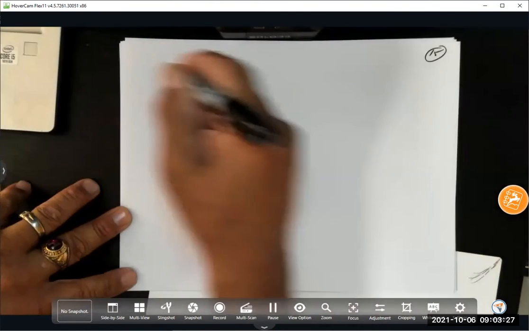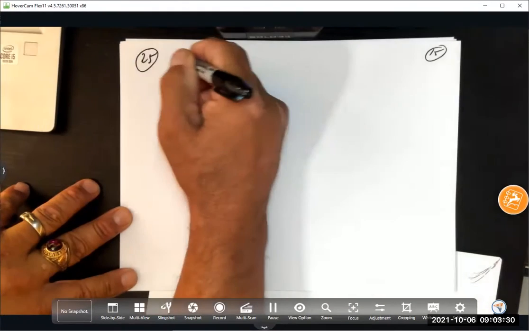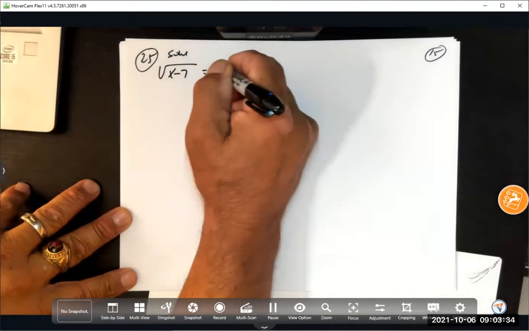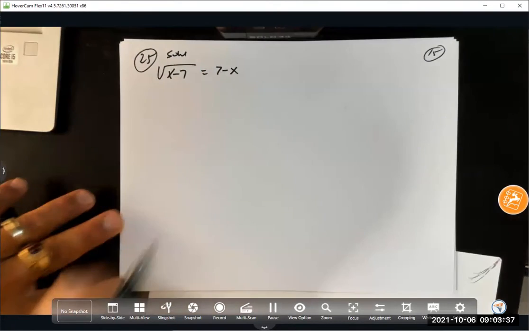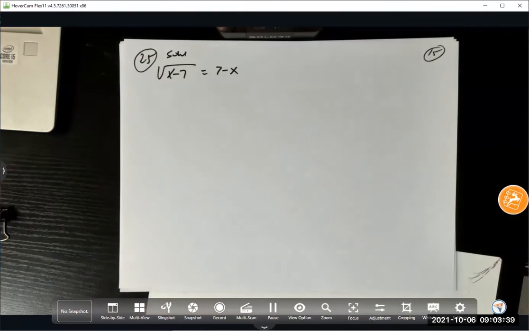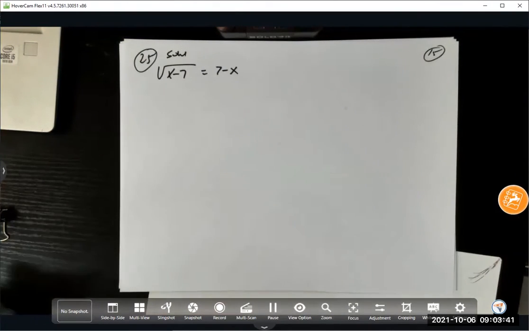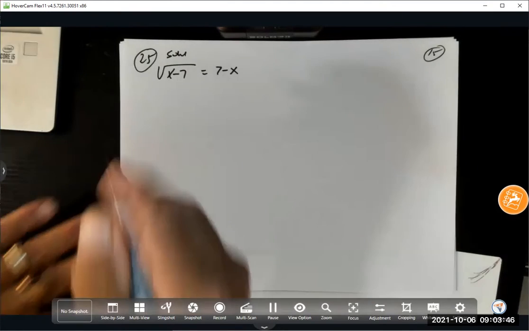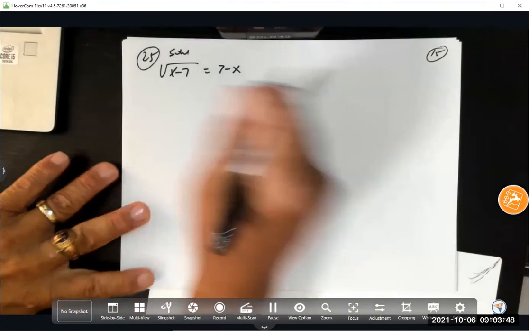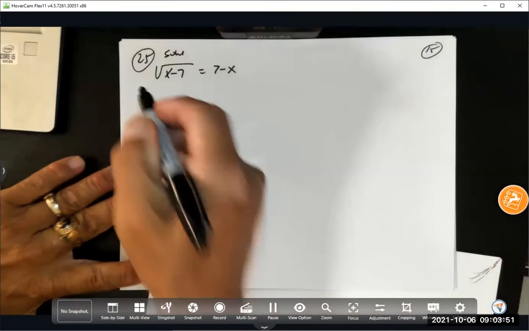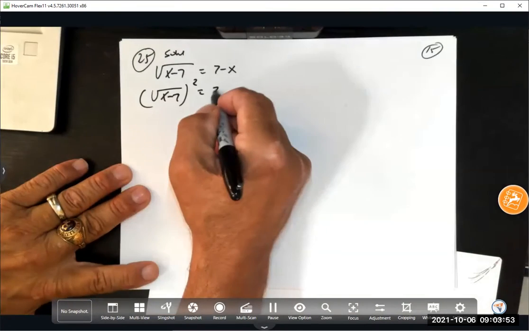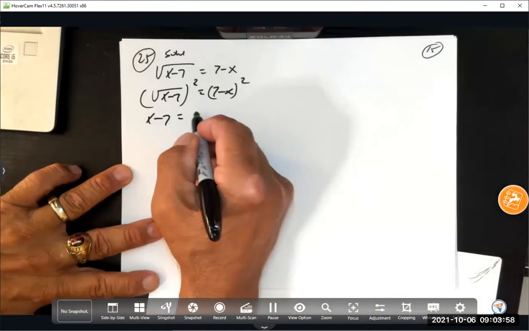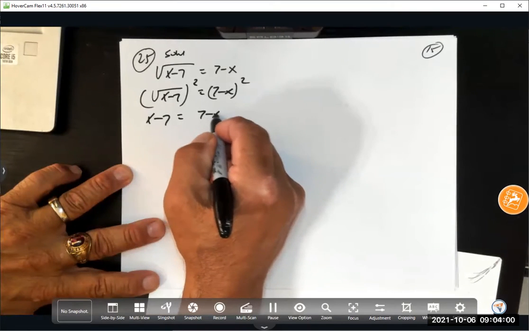All right, number 25. This is solve. You have something like this: square root of x minus 7 is 7 minus x or something. You have the square root of something on one side equals the other numbers. So you need to square both sides of this thing. That means you square this side and you square this side. So this is going to be x minus 7, and this would be 7 minus x, 7 minus x.